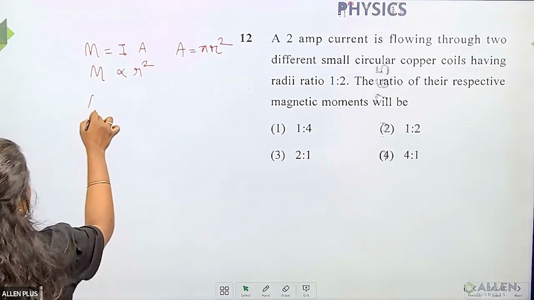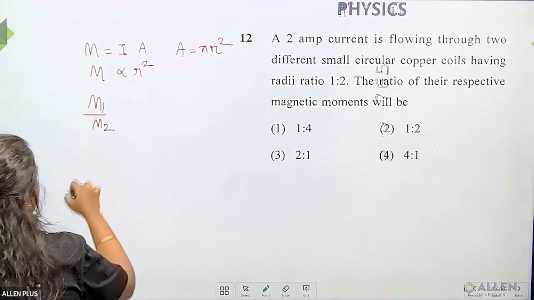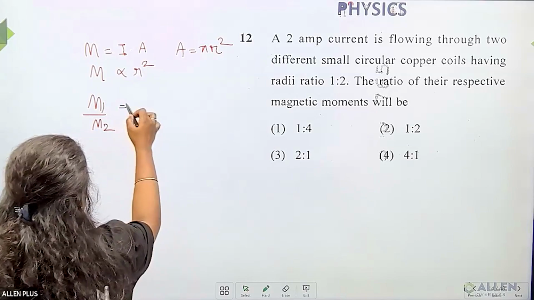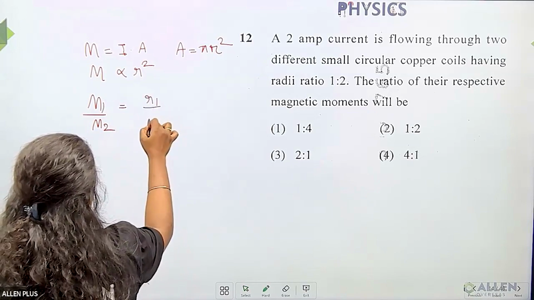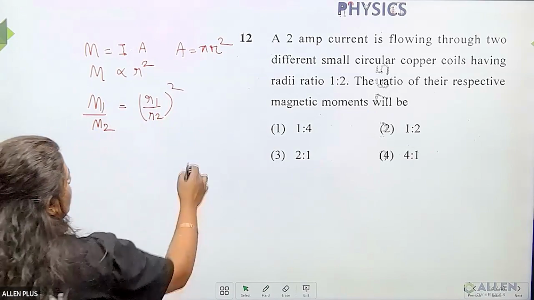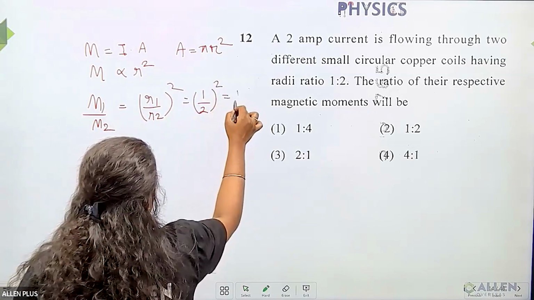So the ratio of magnetic moments will be equal to the ratio of the radius square. So this will be equal to 1 by 2 whole square, or I can say 1 by 4.